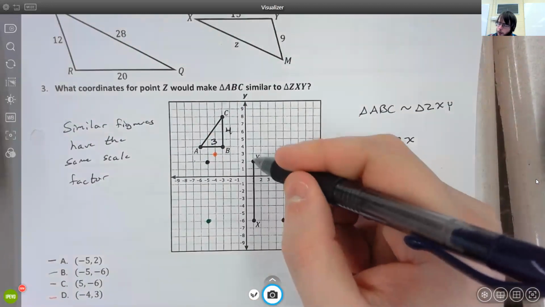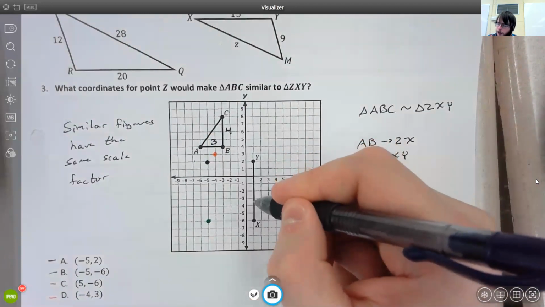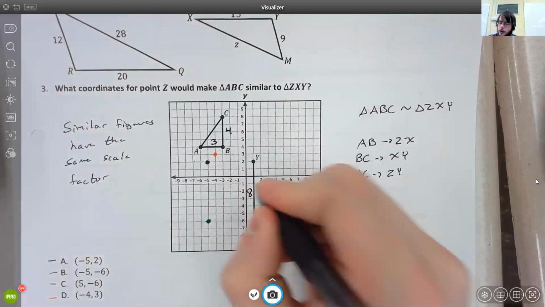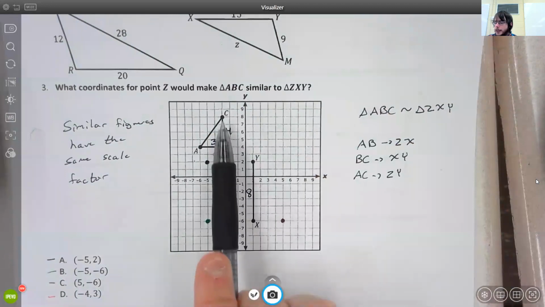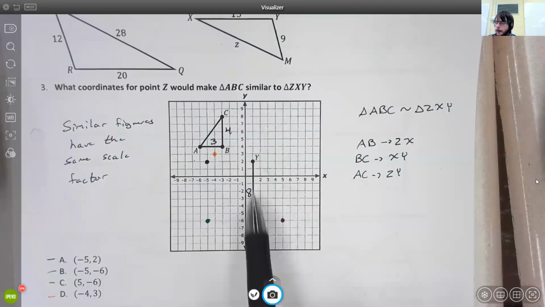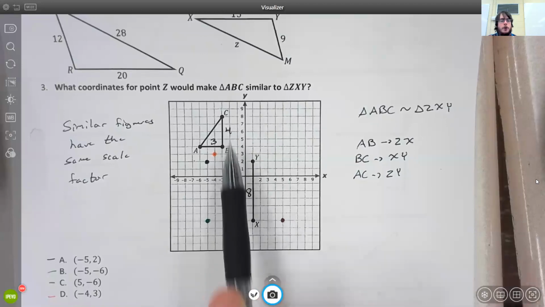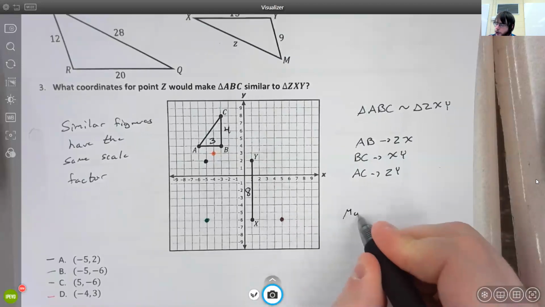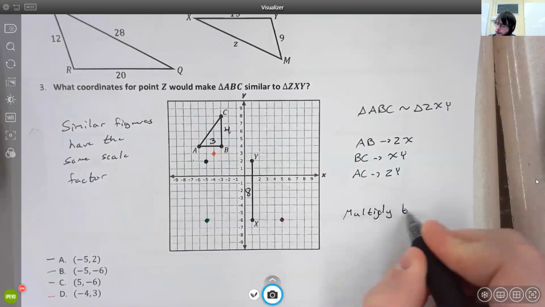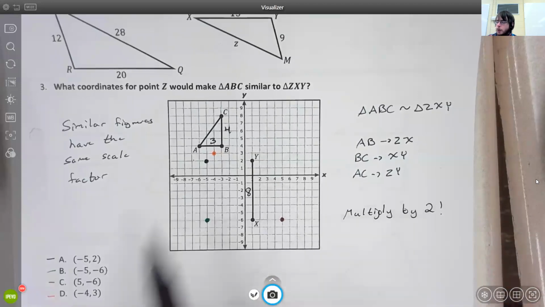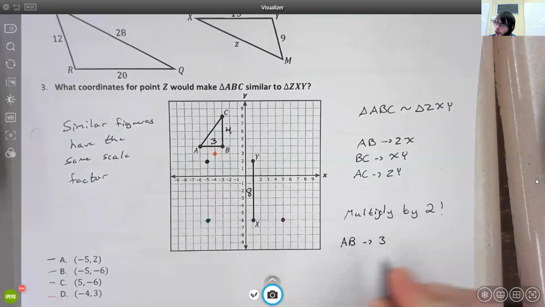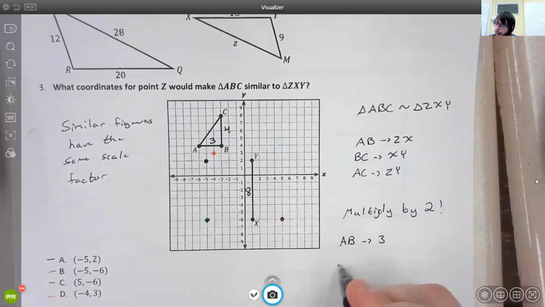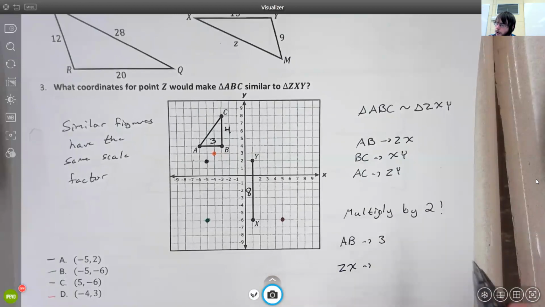Now let's count XY here. 1, 2, 3, 4, 5, 6, 7, 8. And now we need to determine, well, BC matches up with XY. So to get from 4 to 8, you need to multiply by 2. Well, AB is 3. So AB matches up with ZX. So ZX must be equal to 2 times 3, which is 6.